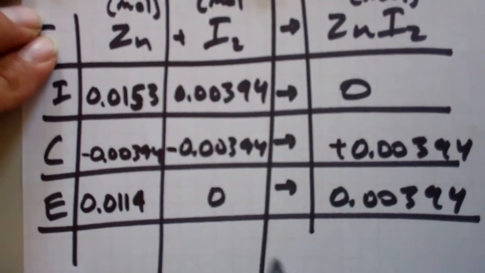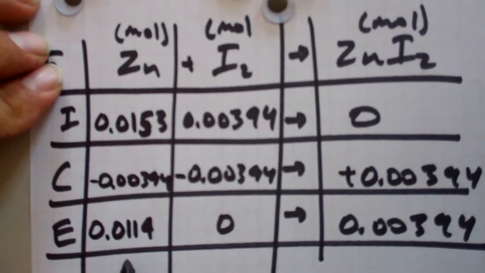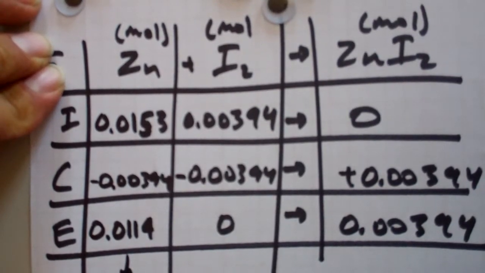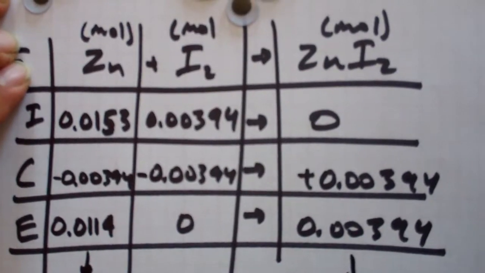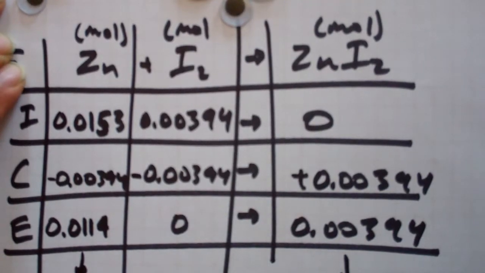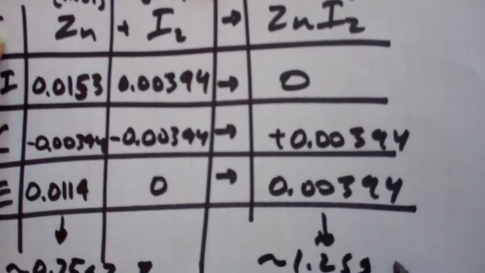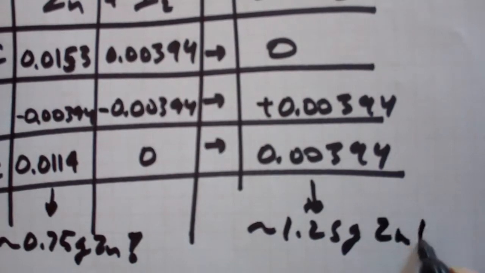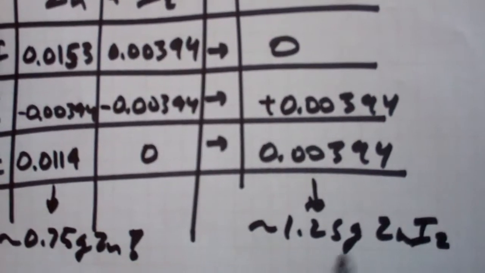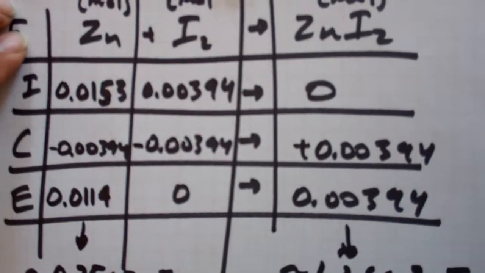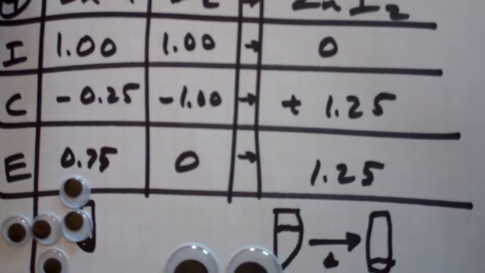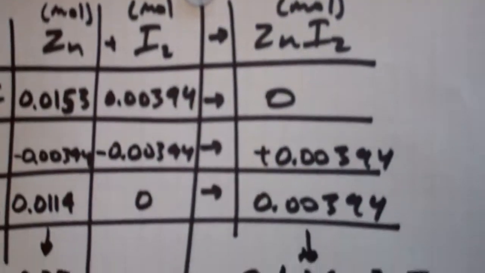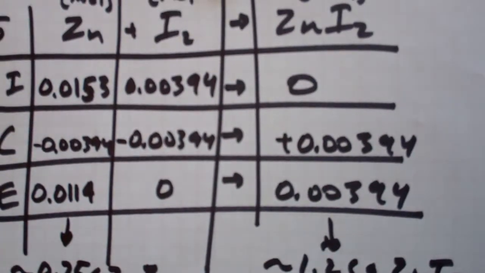And the really cool thing is that when we convert this many moles of zinc to grams of zinc, this turns out to be 0.75 grams of zinc, which is our data, and this turns out to be about 1.25 grams of zinc iodide, which I think is pretty cool. So this model explains our masses. Our data can be explained by thinking in terms of moles, not just masses as additive. Okay, hopefully that helps.